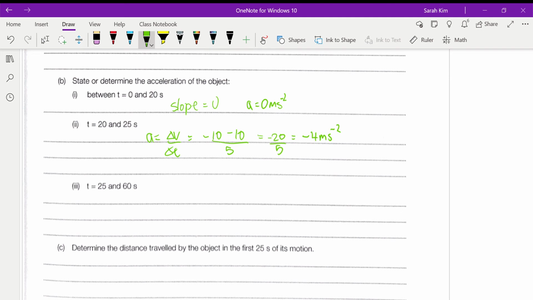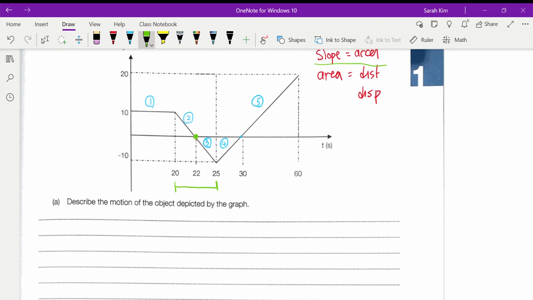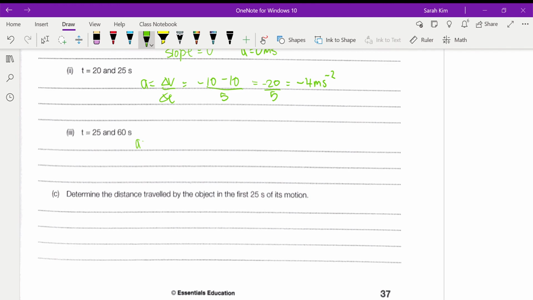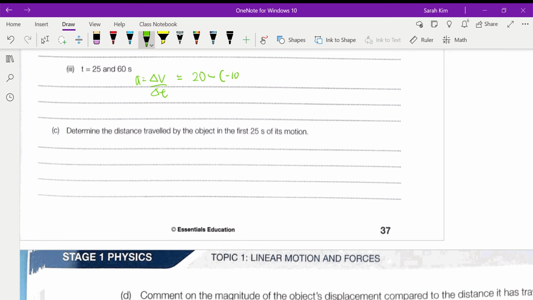Alright, and then my t is 25 to 60. So my final is 20, my initial was negative 10. Yep, 20 minus negative 10, so be careful with that. Seconds is 60 take away 25. You just chuck that in the calculator, and hopefully you should get 0.86 meters per second squared.